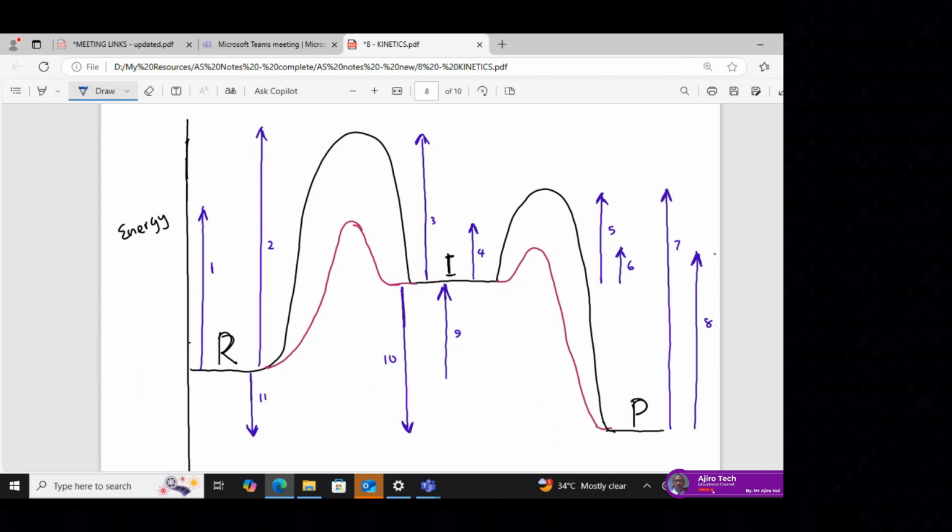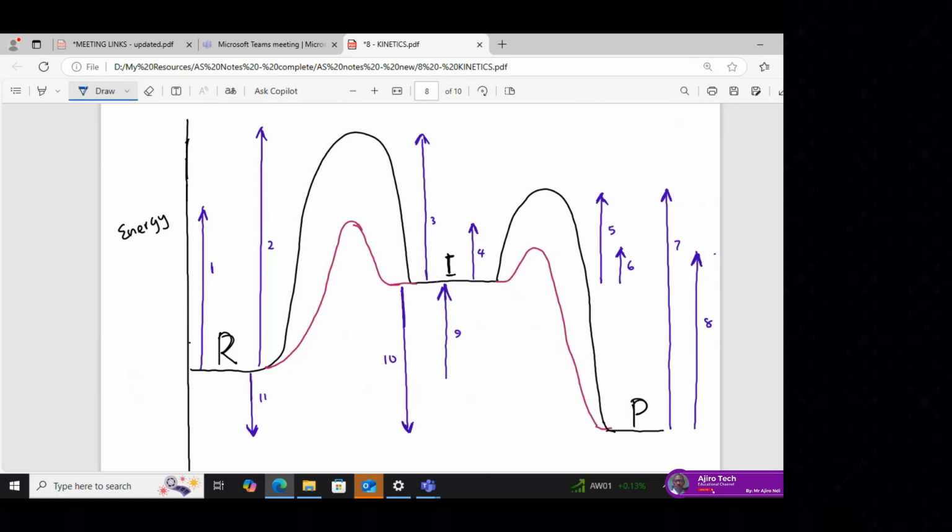R is what? The reactant. What about P? Product. What about I? Intermediate. When you combine sperm and ovum together, before a child is produced, what is the first intermediate? Zygote. You get it now. Later it becomes a fetus, before it finally becomes a baby.